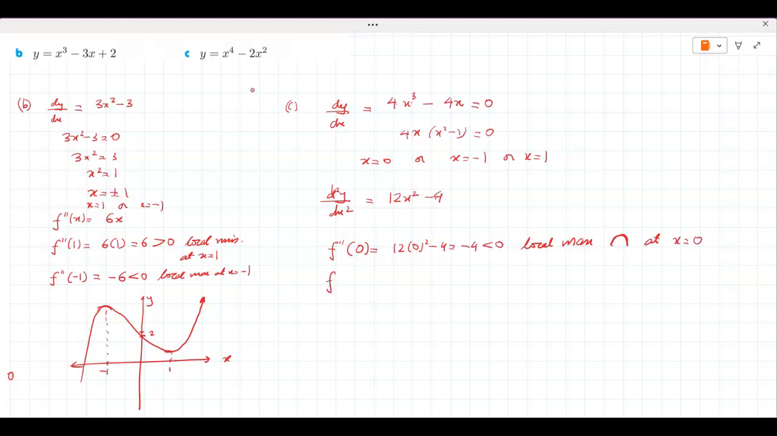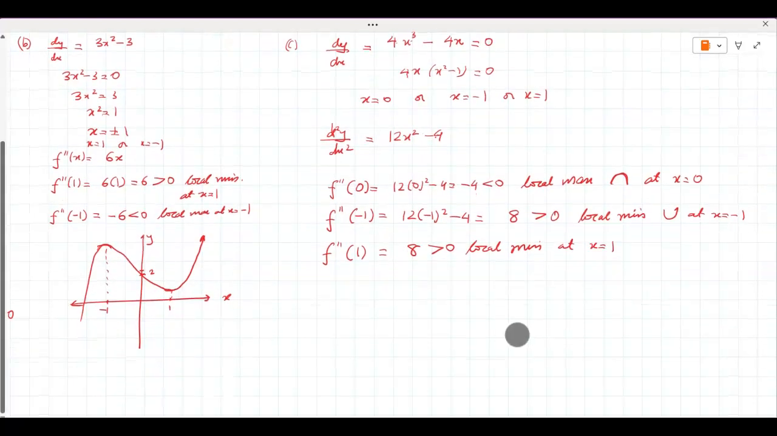Then if you have f double dash of minus 1, so 12 into minus 1 square minus 4, that's 8. Correct? If it's 8, then it's positive. Positive means it's like a smile. Smile means local minimum. When it's positive, you smile. So it's a local minimum at x is equal to minus 1. And then you take 1, which is also 8, which is positive, so local min at x is equal to 1.